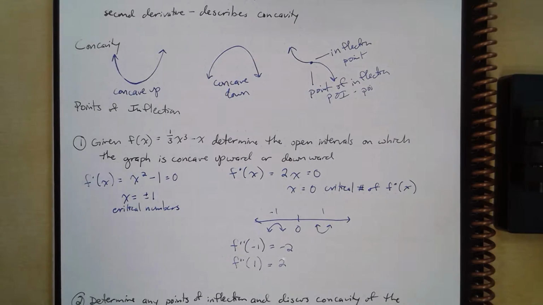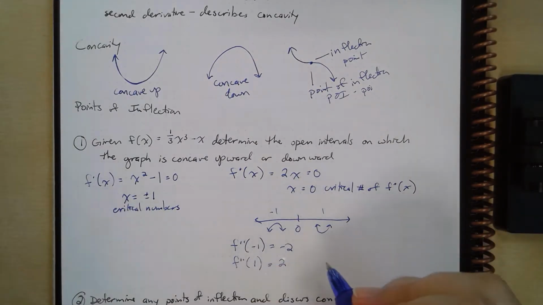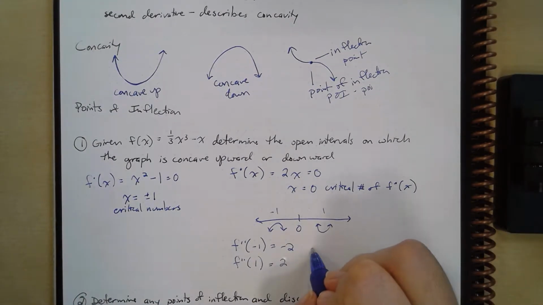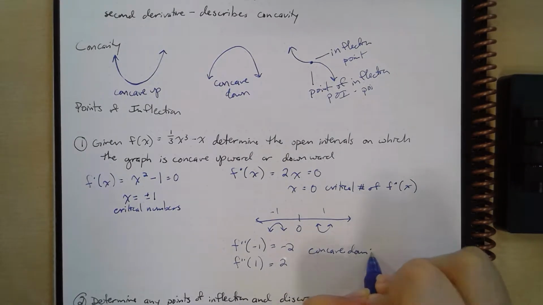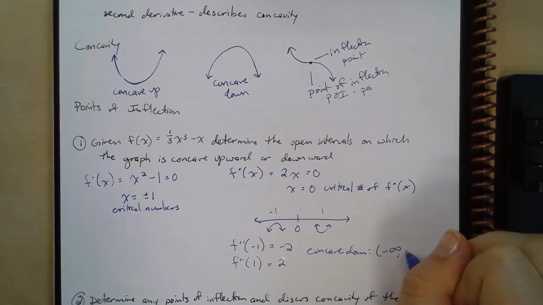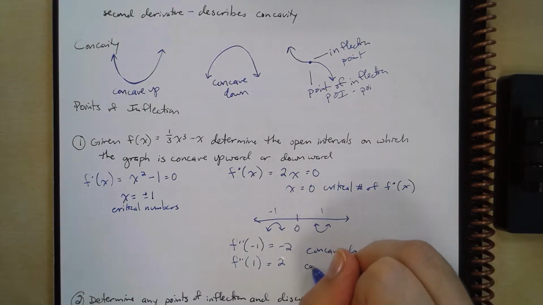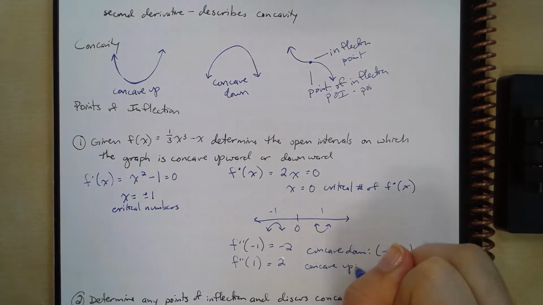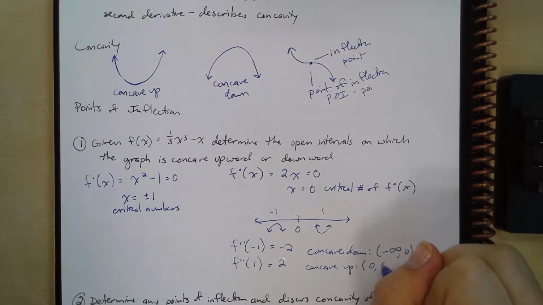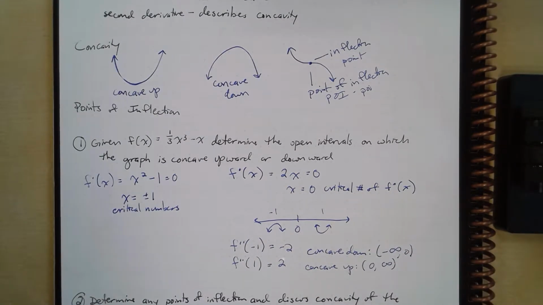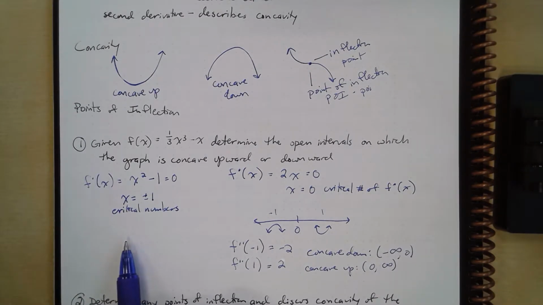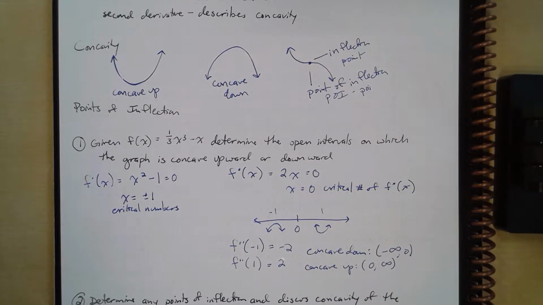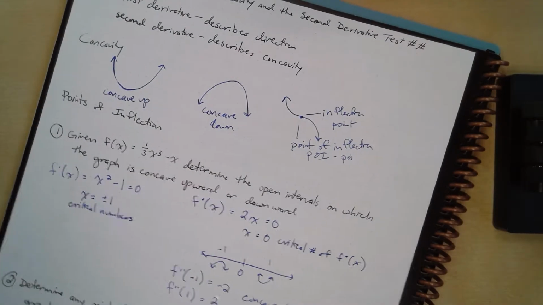All right, so our graph is concave down from -infinity to 0, and concave up from 0 to infinity. Pretty basic stuff. And you could actually do the first derivative test here if you wanted to and find out where we're increasing and decreasing, but I'm just really interested in the second derivative today because I think you already know how to do the first derivative test.